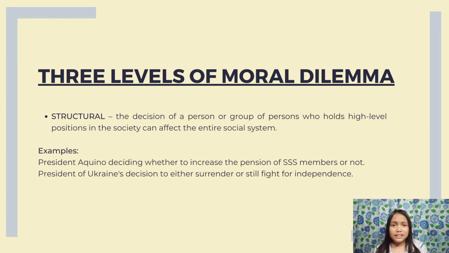And the third one is structural dilemma. This happens when the decision of a person or group of persons who holds high-level positions in the society can affect the entire social system.